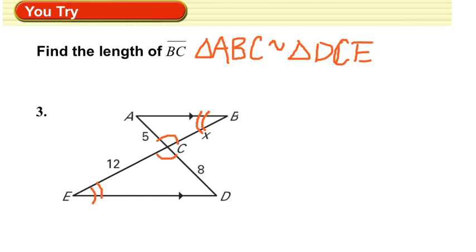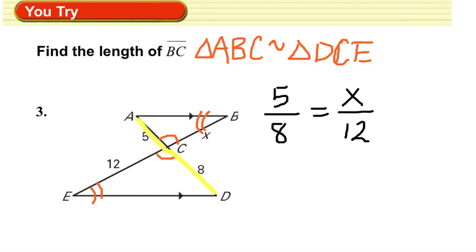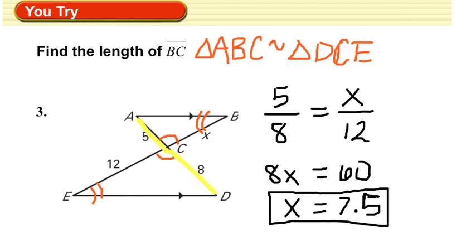So first you're going to set up a proportion. I want you to really pay attention here and recognize that segment AC is the segment that corresponds to the side DC on the bigger triangle. So when you're setting up your proportion, you're going to say 5 is to 8 as x is to 12. So pause the video, solve this on your own, and see if you can come up with the correct answer for the length of BC. If you got x equals 7.5, you are correct.